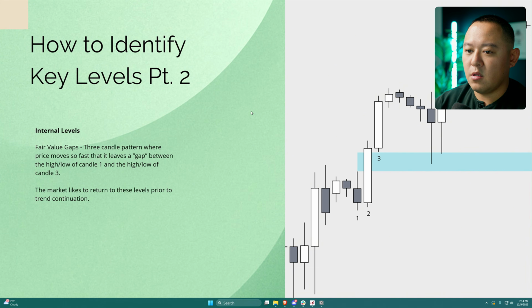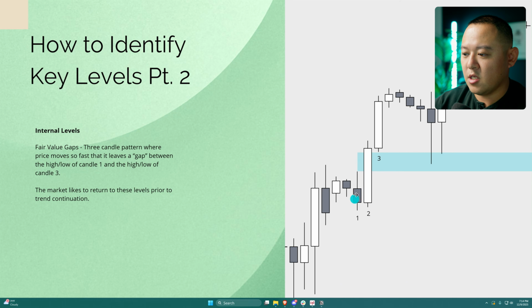So along with external levels, we have internal levels. And the one that I use the most, and the one that's most easily spotted on the charts, are fair value gaps. So what is a fair value gap? It's a 3-candle pattern where price moves so fast that it leaves a gap between the high and low of candle 1 and the high or low of candle 3.